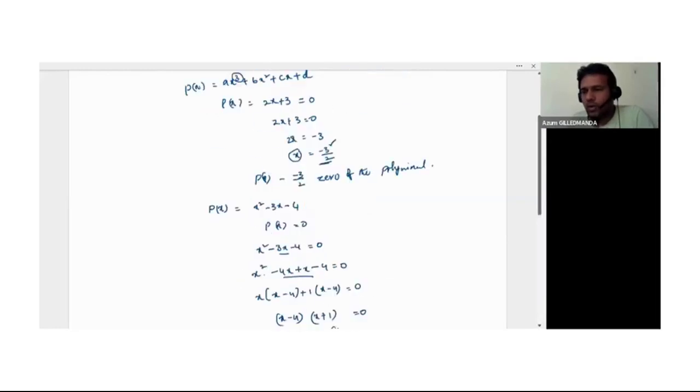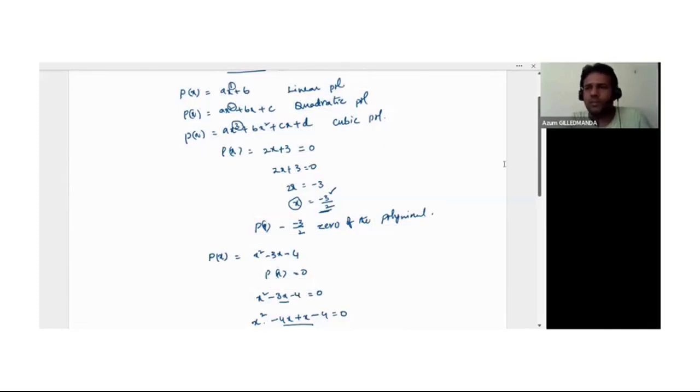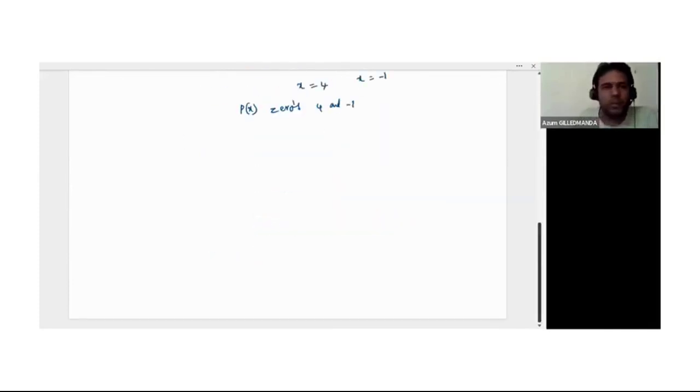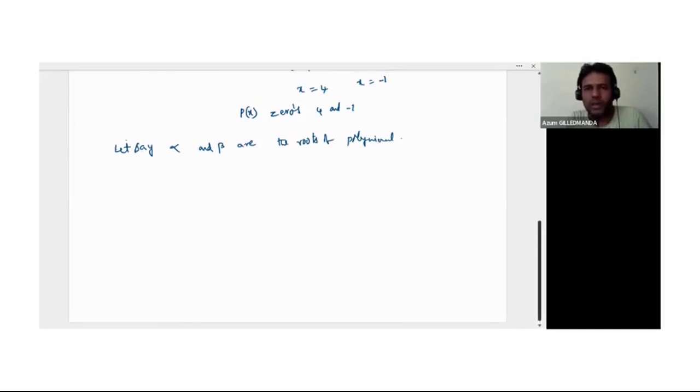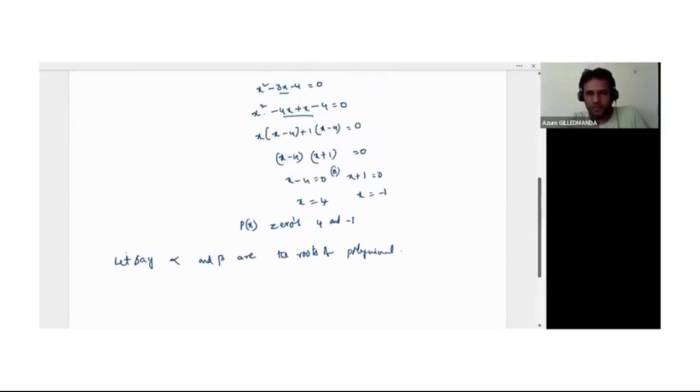Now, for example, let's consider some generic values, say alpha and beta, some constants. Alpha and beta are the roots of the polynomial. Then let's see what relation we will get between the zeros of the polynomial.